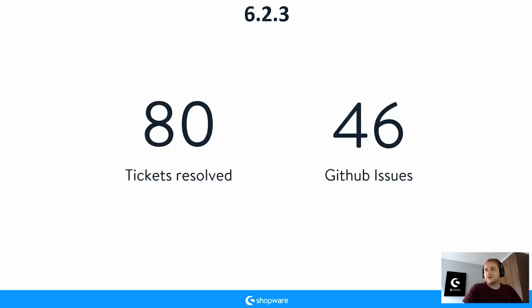80 tickets were merged in this version, including 2 blocker and about 15 critical issues. And 46 of the tickets were external contributions. So yeah, that's a great success here. Thanks to the community for this great release.